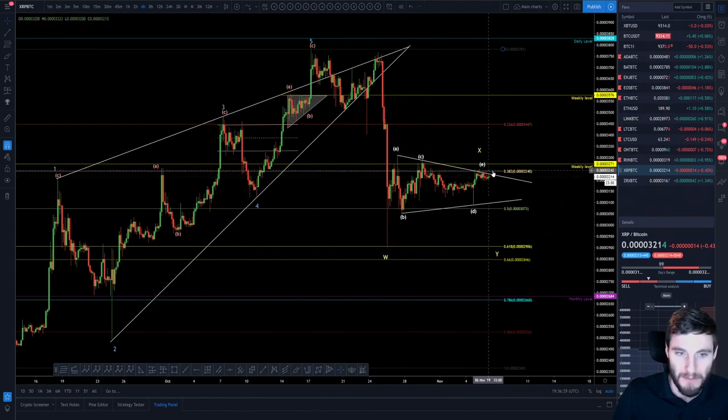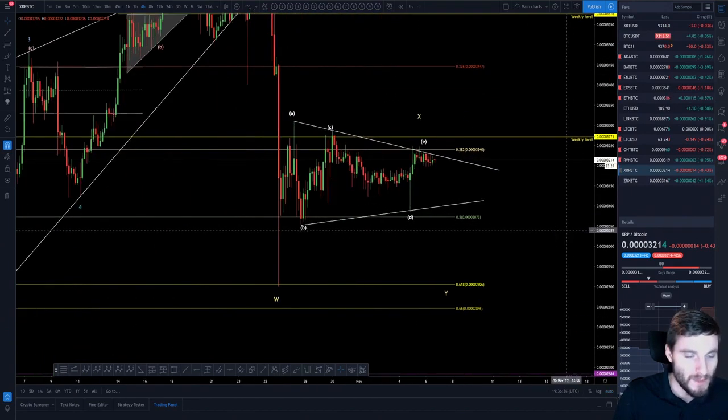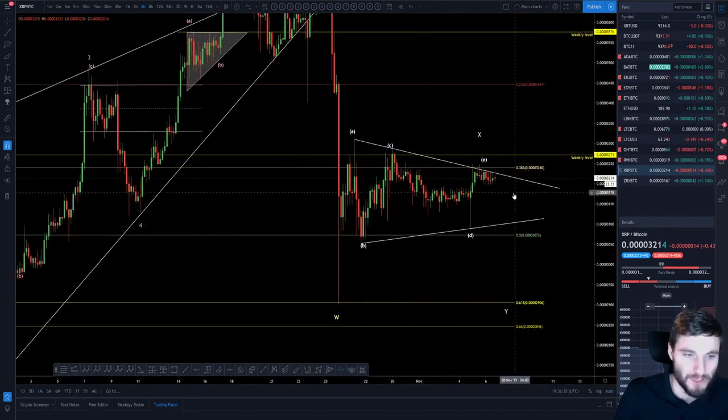You are currently still above the weekly, so that's another reason why the stop loss can be safely placed above the C, because you have the weekly resistance here as well. It's just another area of confluence for the stop loss.